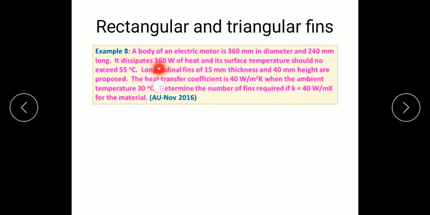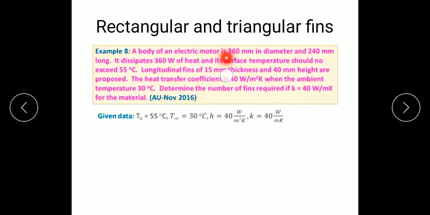So on the above surface of the motor, fins are fixed. The fins are longitudinal fins. So longitudinal fins of 50 mm thickness and 40 mm height are proposed. So the heat transfer coefficient is 40 watt per meter square Kelvin, where the ambient temperature is 30 degrees Celsius. Determine the number of fins required if K is equal to 40 watt per meter Kelvin for the material.